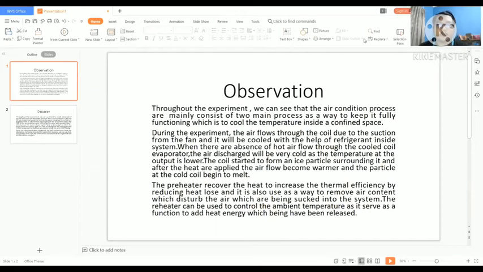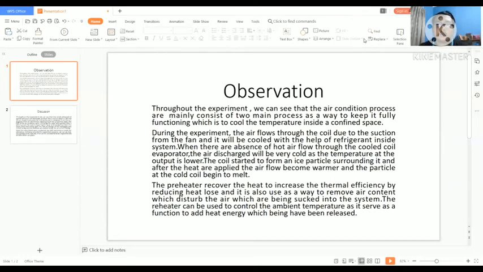Today I want to talk about the air conditioning observation and discussion. The observation is, throughout the experiment, we can see that the air conditioning process mainly consists of two main processes to keep it fully functioning, which is to cool the temperature inside the confined space. During the experiment, the air flows through the coil due to the suction from the fan, and it will be cooled with the help of refrigerant inside the system.